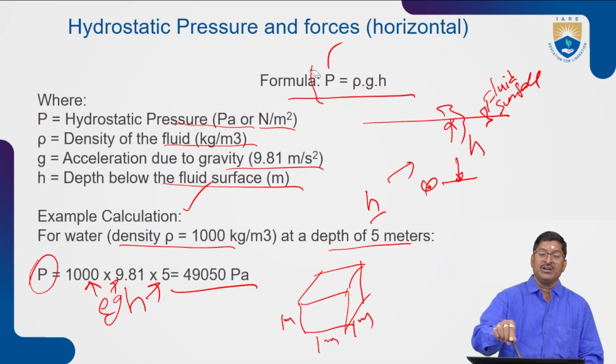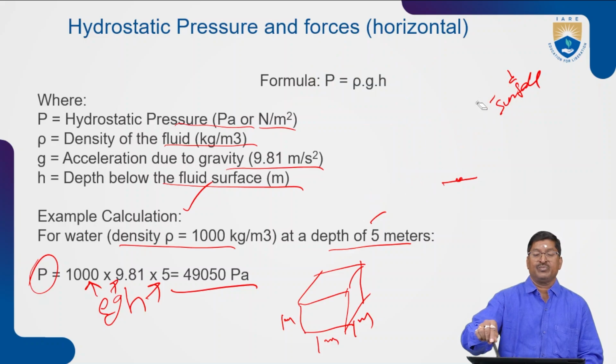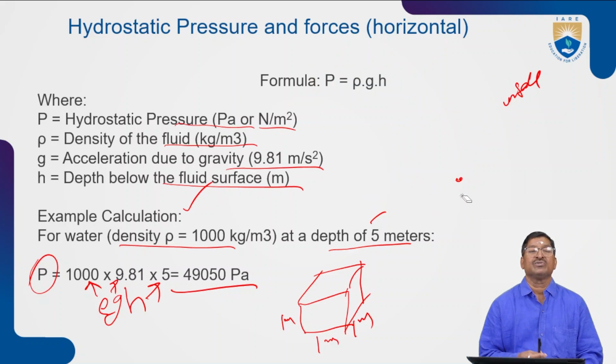The general formula for hydrostatic pressure is P equals rho g h, where P is the hydrostatic pressure in newtons per meter square or pascals, rho is the density of the fluid in kg per meter cube, and g is the acceleration due to gravity, 9.81 meters per second square. h is the depth below the fluid surface.